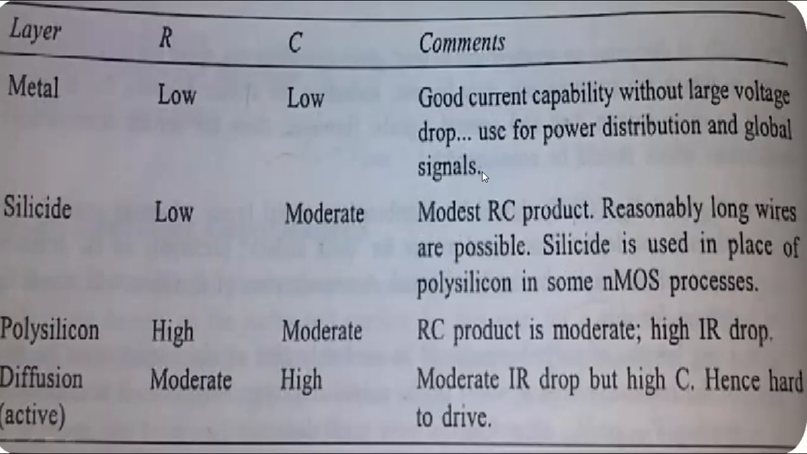This is about the first half of the model. Metal has good current capability without large voltage drop, used for power distribution and global signals. For silicide, it is only used for the 5 micrometer process. Polysilicon has a moderate RC product but high IR drop. For diffusion, moderate IR drop but high C, hence hard to drive. This is an important chart for the choice of layers.